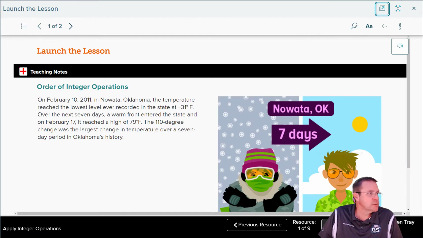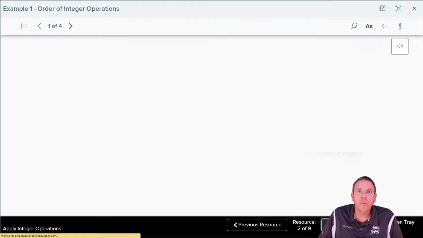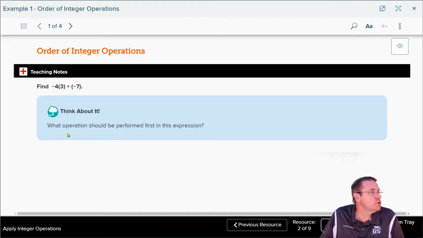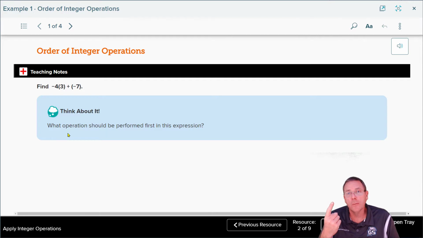So let us get started with example 1, order of operations. You should know how to do this. Remember, please, parentheses; excuse, exponents and radicals. Radicals fall in with the exponents. Then you do my dear, multiply and divide from left to right in one step, and Aunt Sally, add and subtract from left to right in one step.